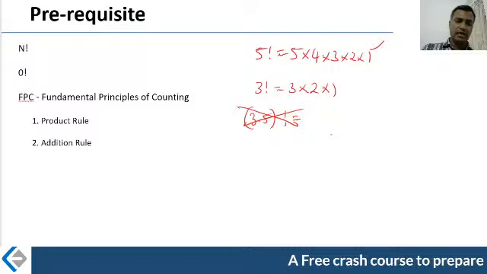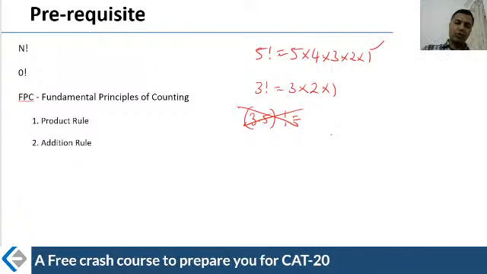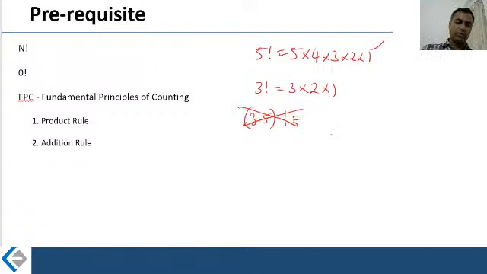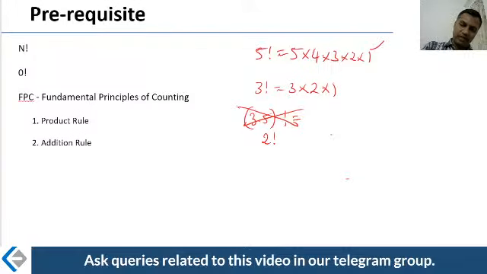No, you don't say that. Therefore, factorials are defined only for whole numbers. Your teachers would have very clearly told you in high school, factorials are defined for whole numbers. 3.5 is not a whole number. Therefore, 3.5 factorial is not defined.